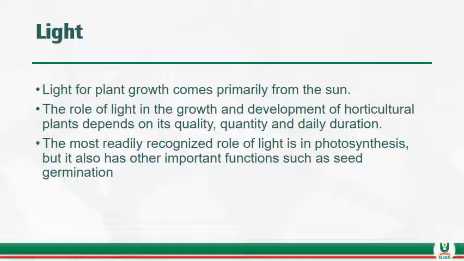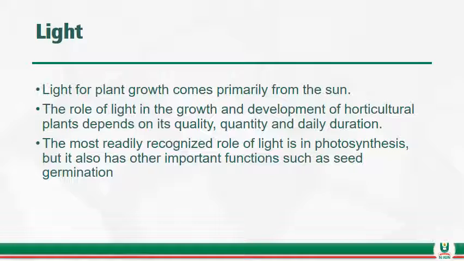After talking about temperature and rainfall, the next thing we'll be talking about, which is also an important climatic factor, is light. And light for plant growth comes primarily from the sun. Of course, there are other means that you can get it, artificially for the indoor plants. You can put on your light bulbs, but the primary source of light is the sun.